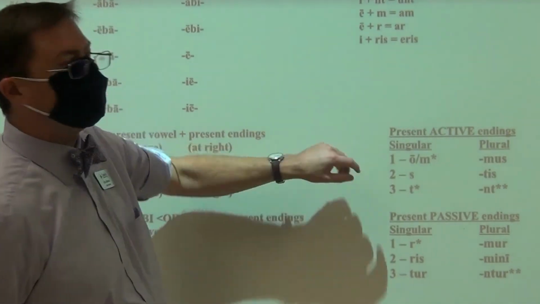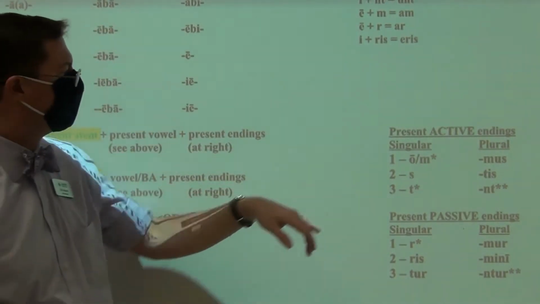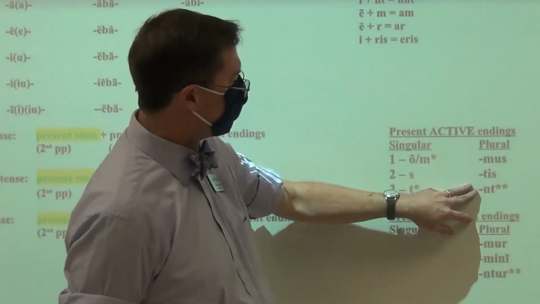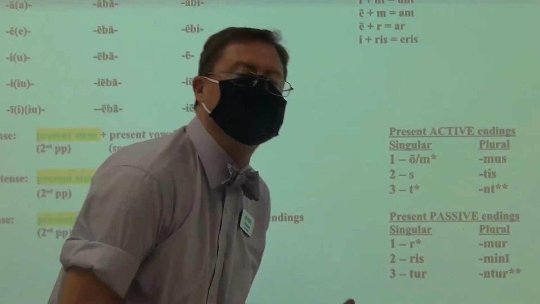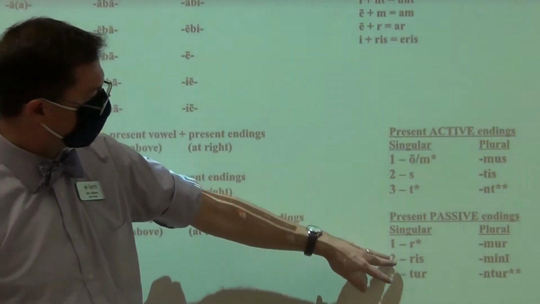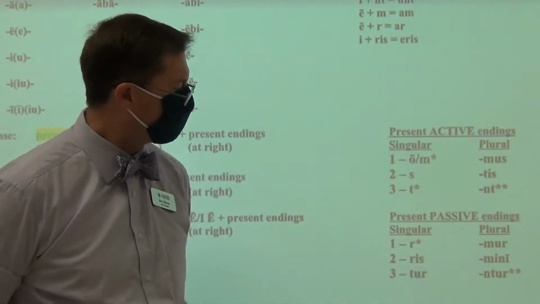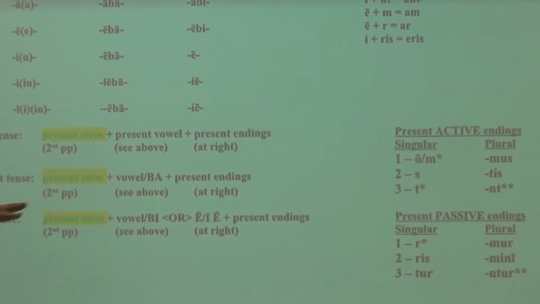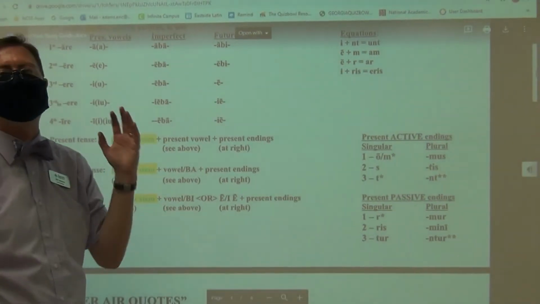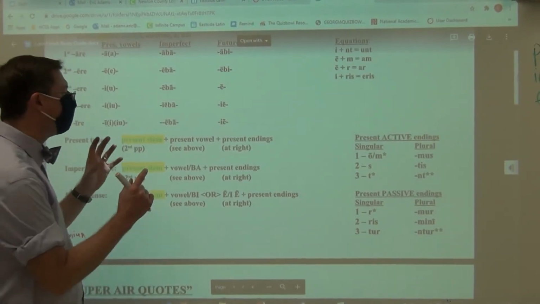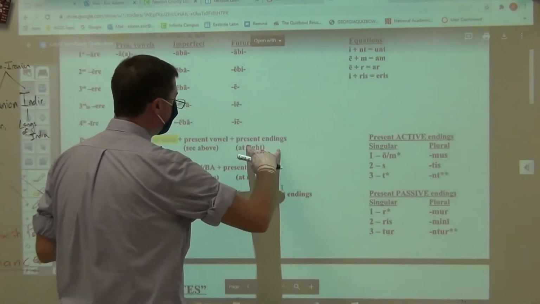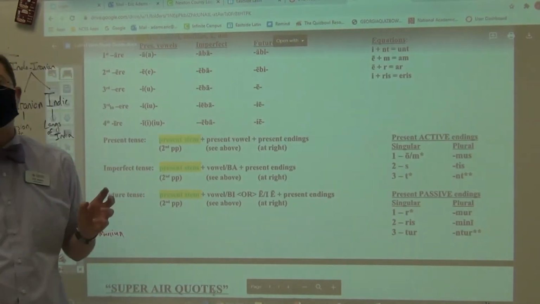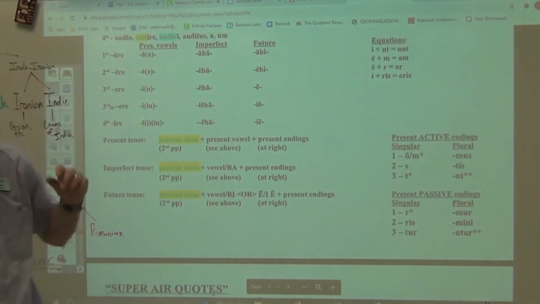The active endings, which means that the subject commits the action, are -m/-o, -s, -t, -mus, -tis, -nt, and the passive, meaning that the subject is acted upon, are -r, -ris, -tur, -mur, -mini, -ntur. And so, if you are to become confused with a present tense verb, if you are forming it, you will probably mess up with the vowel. Because the vowel is different, that being the thing that goes between the stem and the ending, the vowel will be different dependent upon which conjugation the verb belongs to.